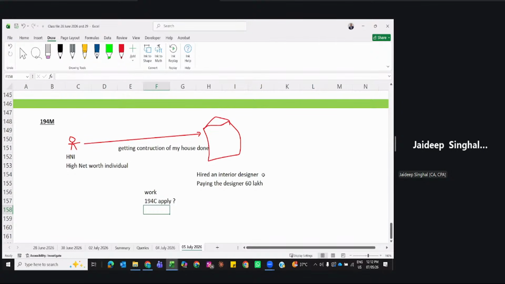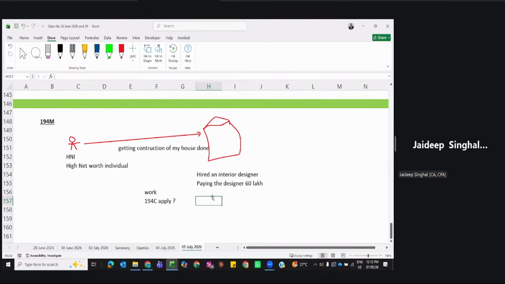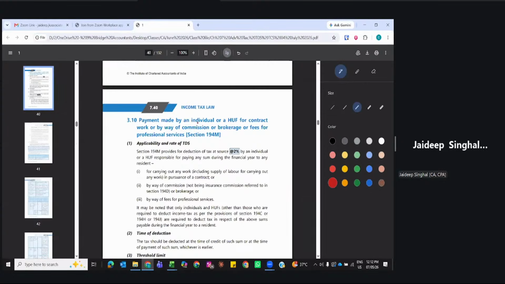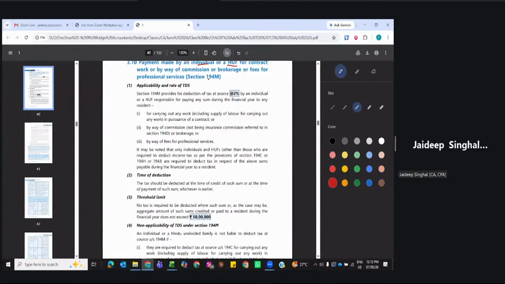They say, if this contract is not covered in 194C, and if the payment amount is greater than 50 lakhs, the amount is very big, then 194M will apply. Payment by an individual or HUF, because all other assets are covered, for work, or by way of commission, brokerage, or fee for professional service: 194M.